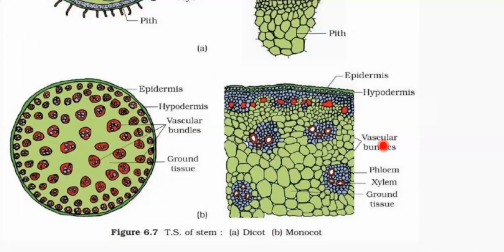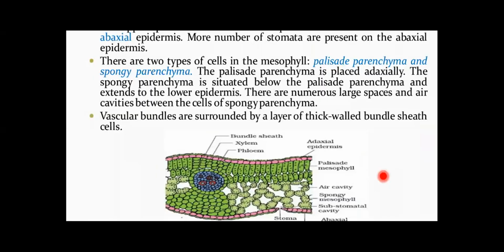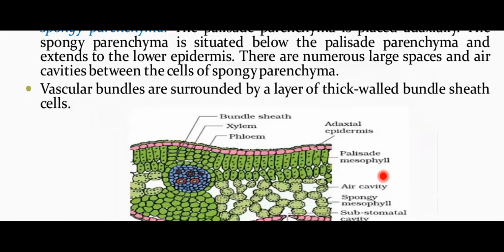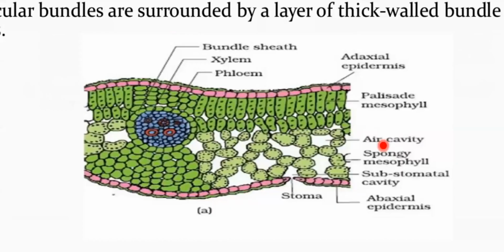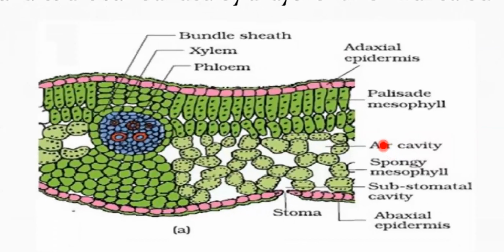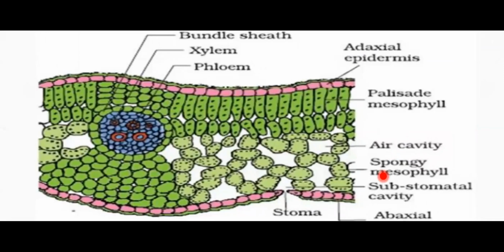Okay, dicot leaf is also called dorsiventral leaf. Okay, and why is it called dorsiventral leaf? Because you can see the arrangement of stomata is different here. Dicot leaves usually possess a large number of stomata on the lower side and fewer stomata on the upper side. That is, abaxial epidermis will have more stomata than the adaxial epidermis. The mesophyll is differentiated into two types: palisade parenchyma and spongy parenchyma.